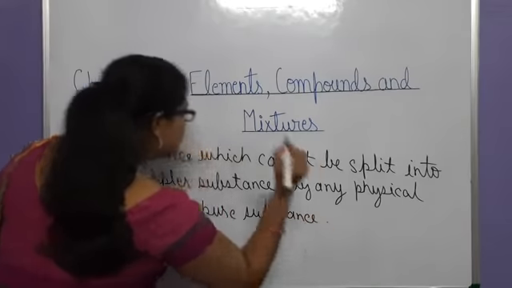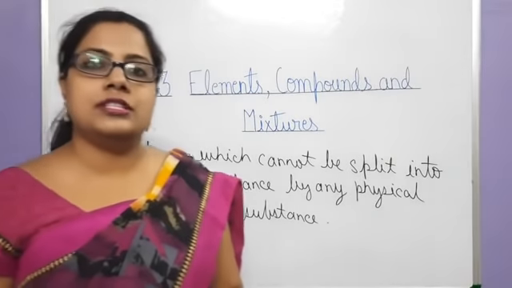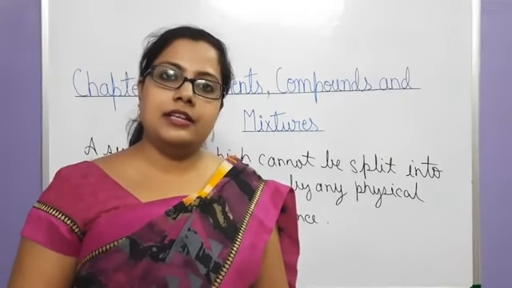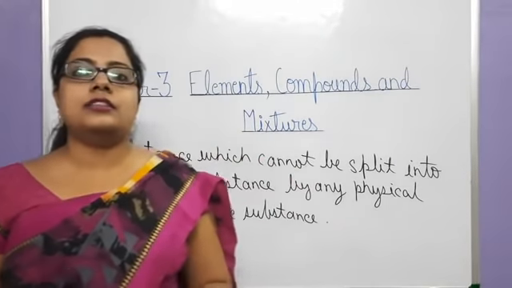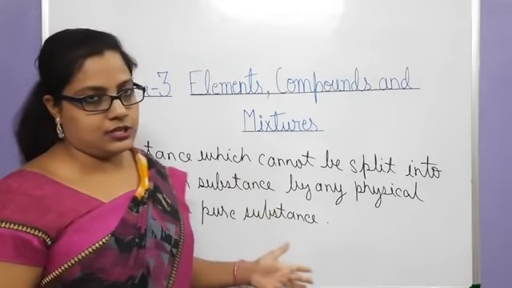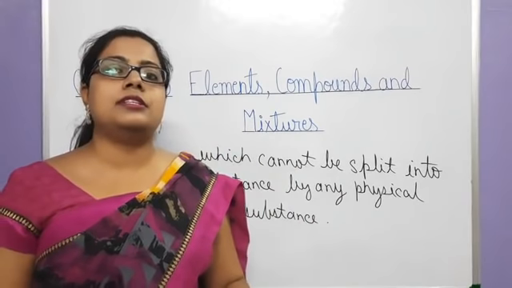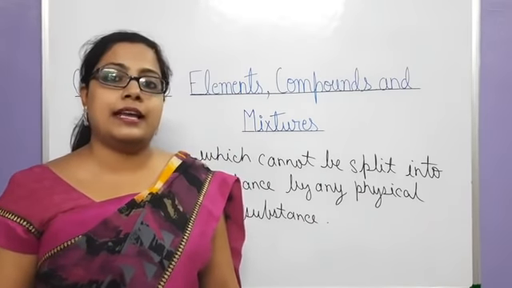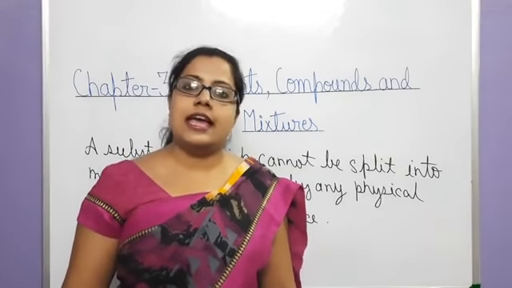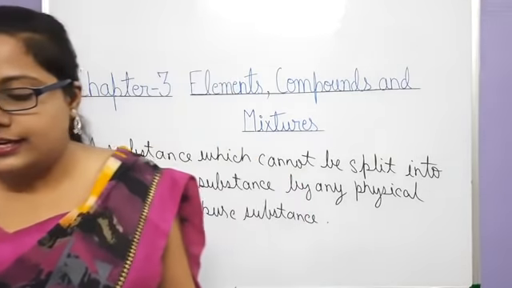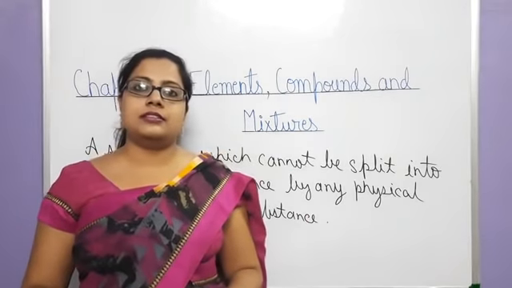So what I told you is that elements cannot be split into more simpler substances by any chemical means. That means they cannot be split by any physical means also. So elements fall under the category of what? Pure substances. Because the definition of pure substances says that these substances cannot be split into more simpler substances by any physical means, such as filtration, distillation, sublimation, etc. So I think the definition of elements and about elements is clear to you all.